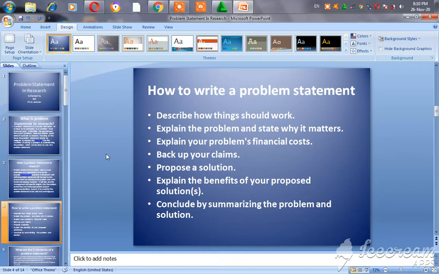How to write a problem statement? Describe how things should work. Explain the problem and state why it matters. Explain your problem's financial cost, back up your claims, and propose a solution. Explain the benefits of your proposed solution. Conclude by summarizing the problem and the solution.